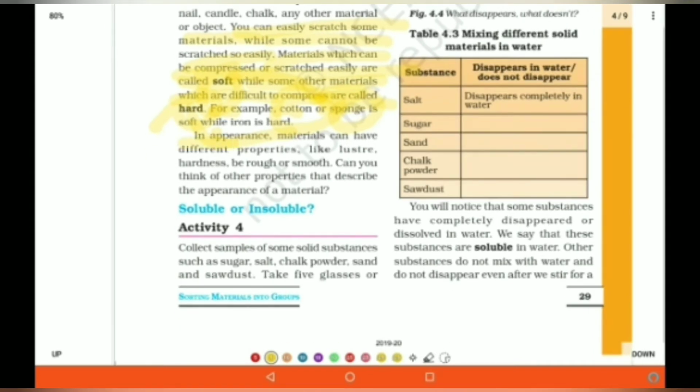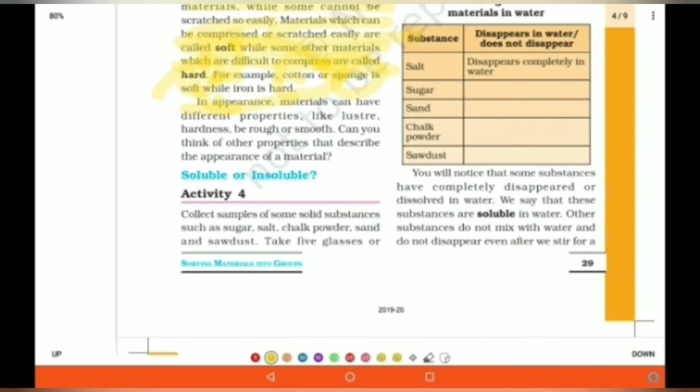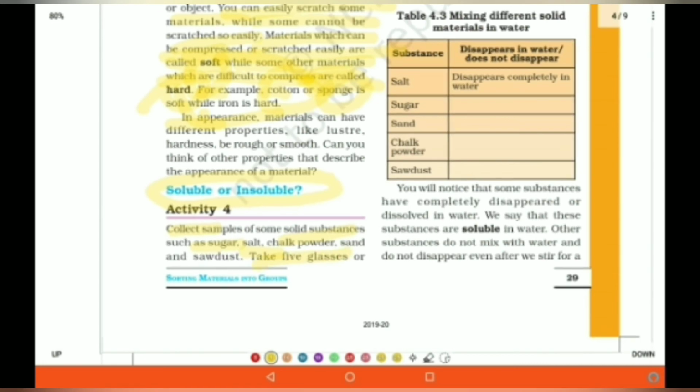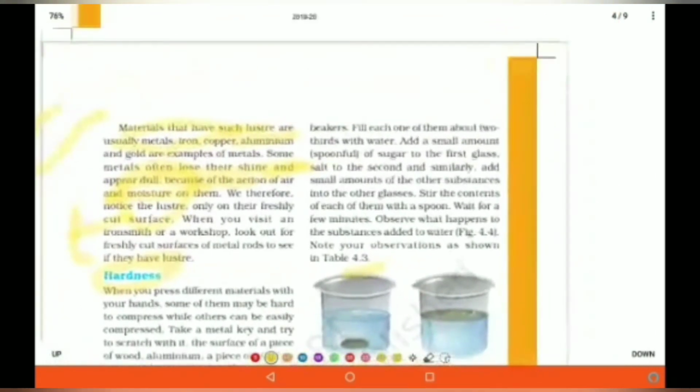In appearance, materials can have different properties like luster, hard, smooth, or rough. They are different. Now, the third category is if they are soluble or insoluble. Collect some samples of solid substances such as sugar, salt, chalk powder, sand, and sawdust. Take 5 glasses or 5 tumblers or beakers. Fill each one of them with 2/3 of water, like this.